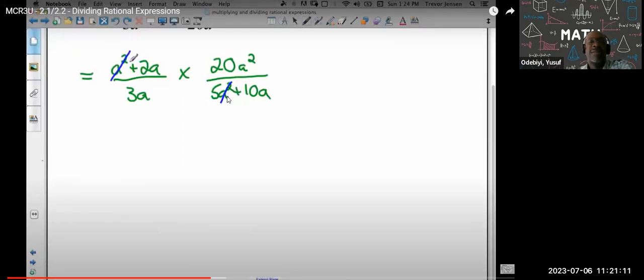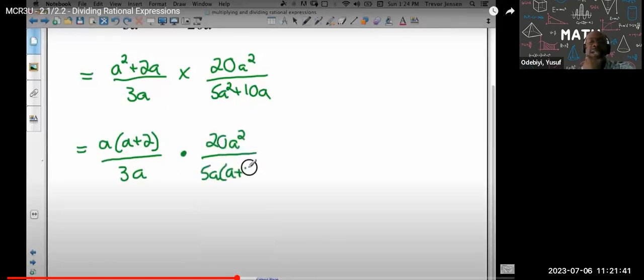Could I do that? No, I can't. So what you're doing here though, is put this in factored form. Factor out the a for here, and you're gonna have a plus 2. And even here, you can probably factor out the 5a. And if you do that, you're gonna have here a plus 2. So you have the 3 over there, and you have 20 up there, and you have, like I said, 5a comes out, and you're gonna have a plus 2.